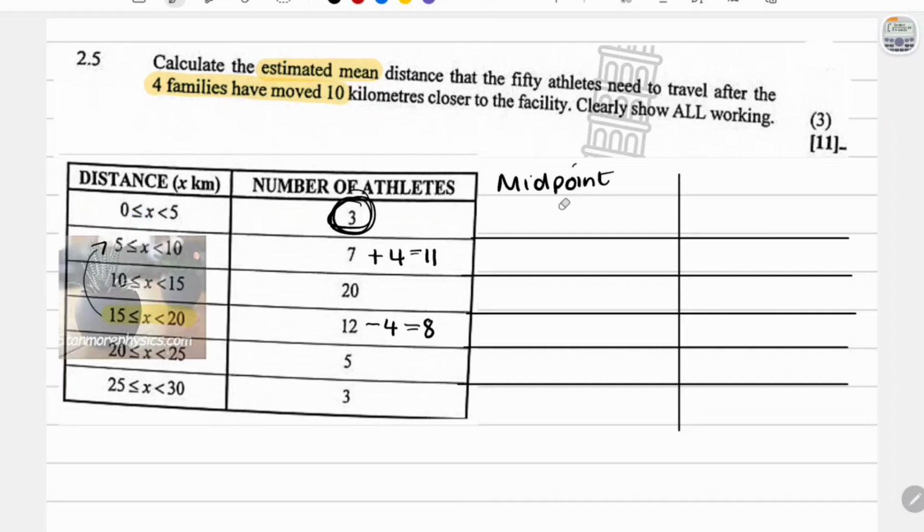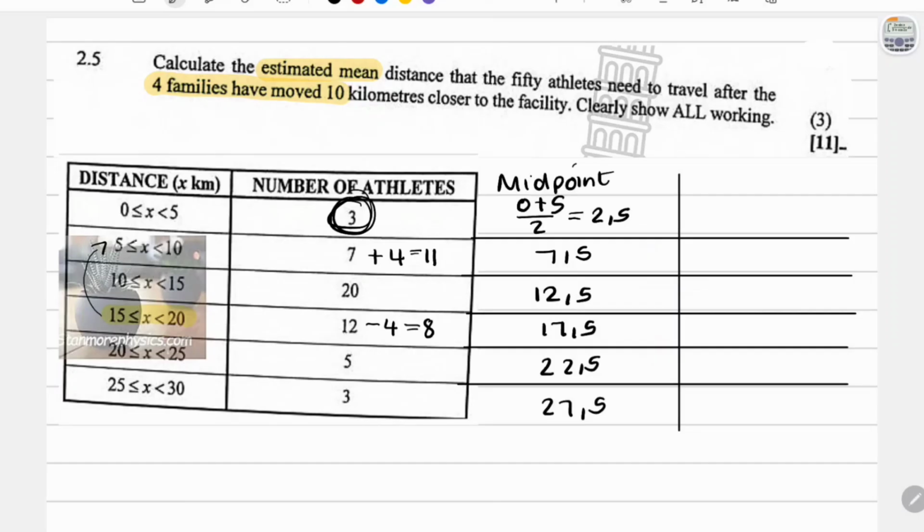And we do that by finding the midpoint. So we say 0 plus 5 divided by 2, and that would be an estimate of it. So it's just the midpoint, or an average. That would be 2.5. And then we'll do the same thing here: 5 plus 10 divided by 2. So that's 15 over 2, which is 7.5. And so on to get the remaining midpoints of everything. And these are the values that we get.